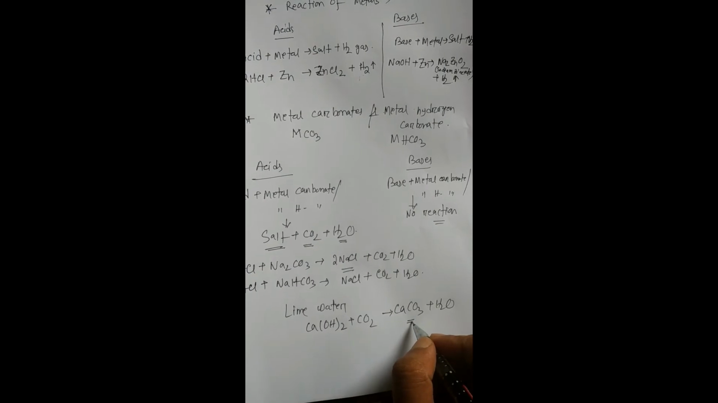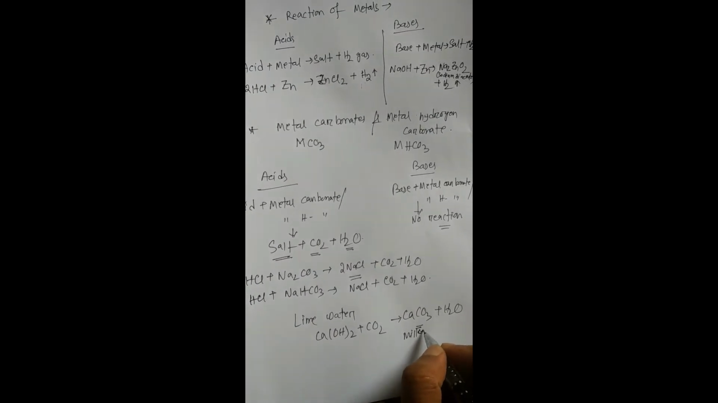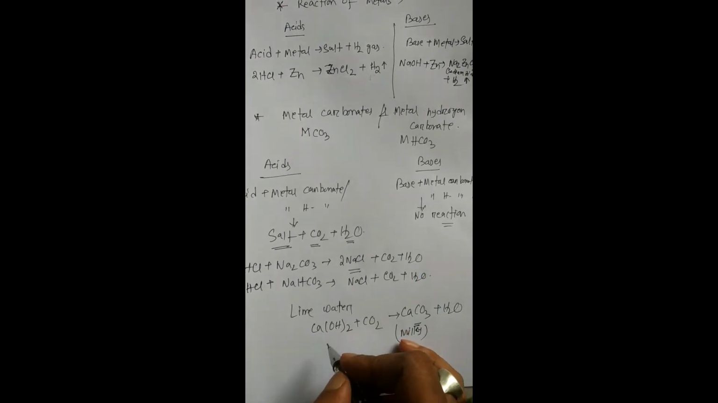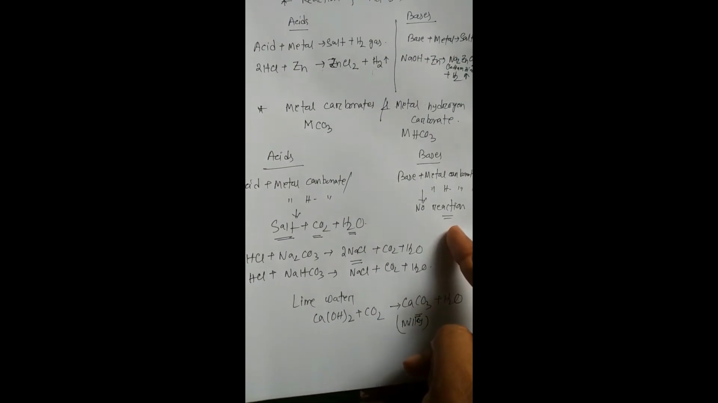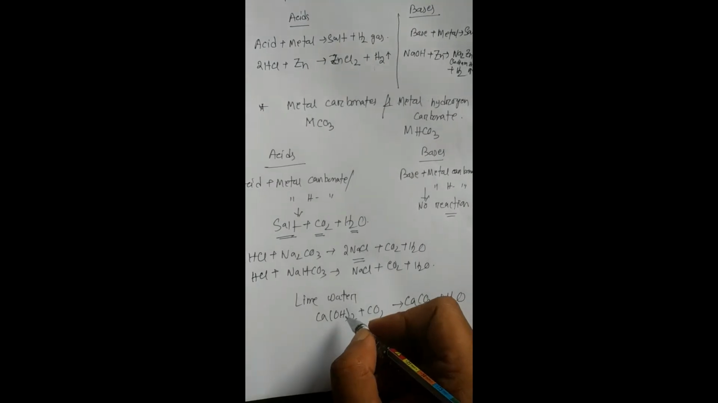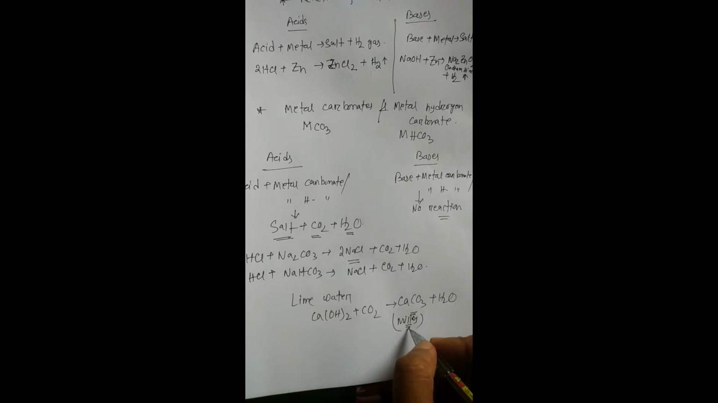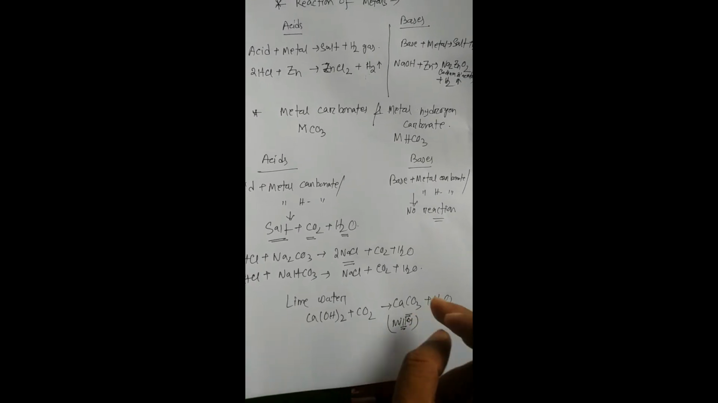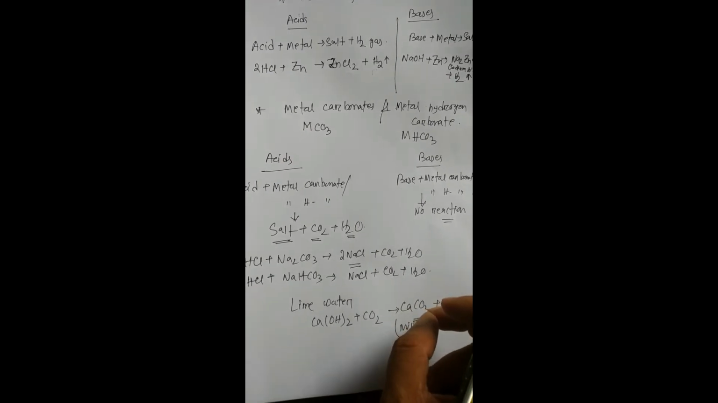This calcium carbonate is milky in color. That means at first the lime water is colorless, and when carbon dioxide is passed through it, the solution will become milky. The whitish color will be formed. That is the confirmation test that carbon dioxide is present in this solution.